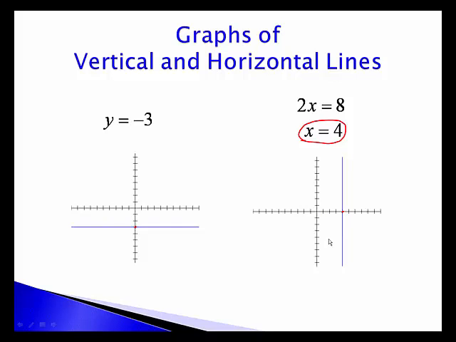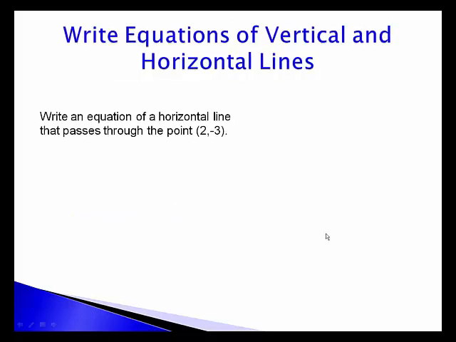Now, what on earth can we do with these vertical and horizontal lines? Well, do you remember last time when we were together and we were writing equations of lines that passed through points? Well, that's exactly what we're going to do today with vertical and horizontal lines. So let's continue. What we want to do first is write an equation of a horizontal line that passes through the point (2, negative 3). Now I'll be honest with you, on these I think the easiest thing you can do is to begin by plotting that point. So I have done that right here.